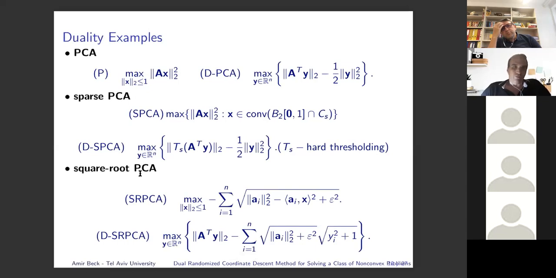And when you look at the square root PCA, the robust PCA model, this was the primal problem, and this is the dual problem. Note that again, F is continuously differentiable here, because the function square root of x squared plus 1 is continuously differentiable. So these are the 3 examples, and the question again is, how can we utilize these dual problems?